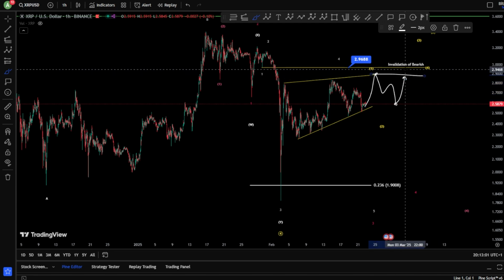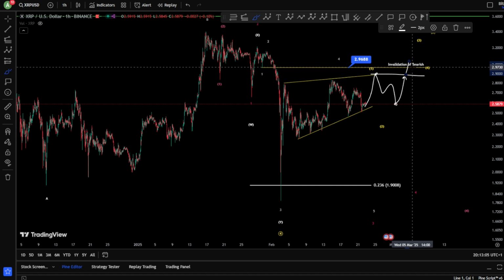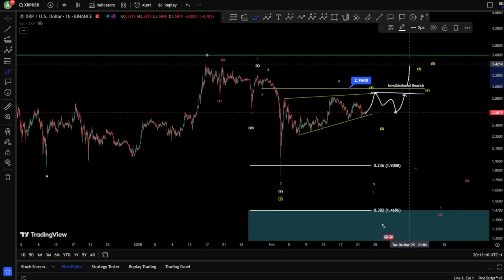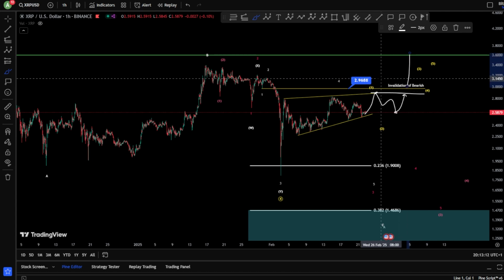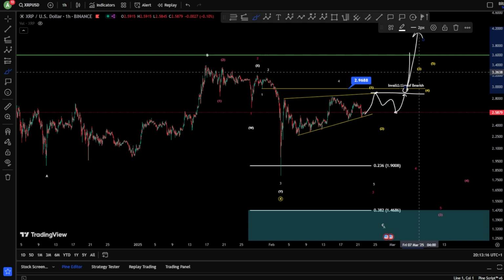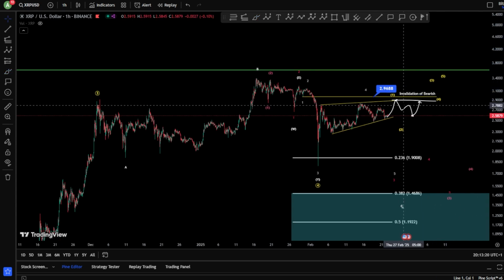Breaking this high, 80%. Breaking the invalidation is 90%. Therefore, you are bullish, guys. Definitely. So this is how things work between probabilities. And we're looking to take the high from this area and move even higher over the all-time high to finish this wave 5, right?